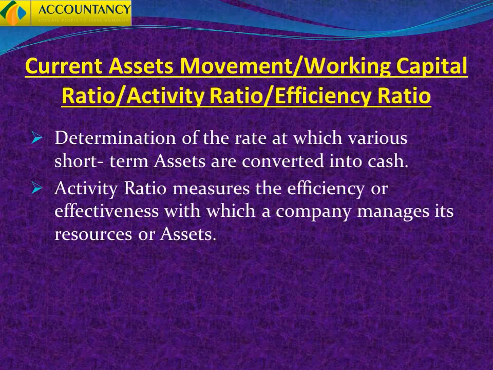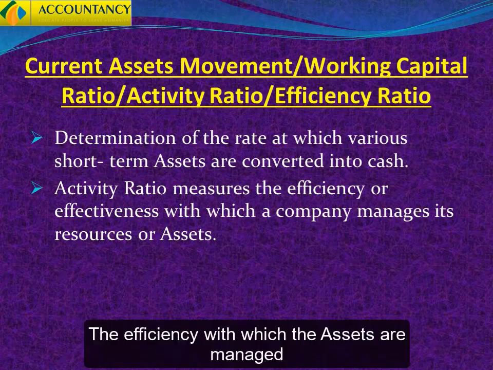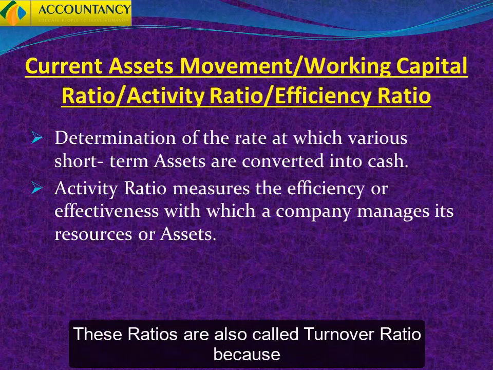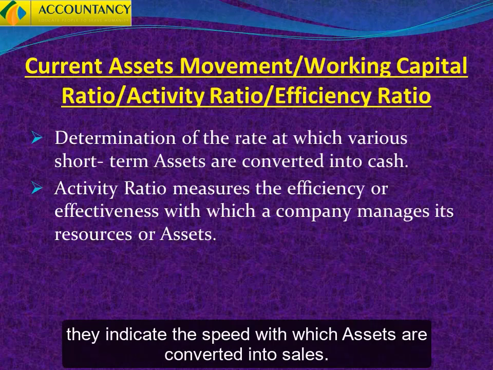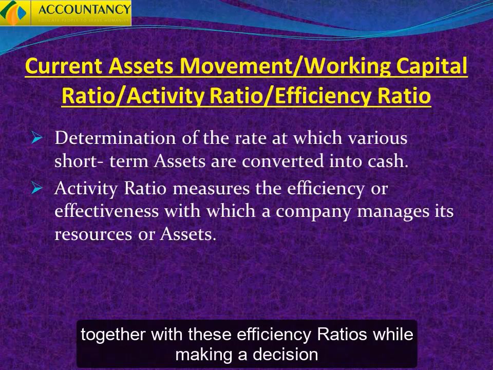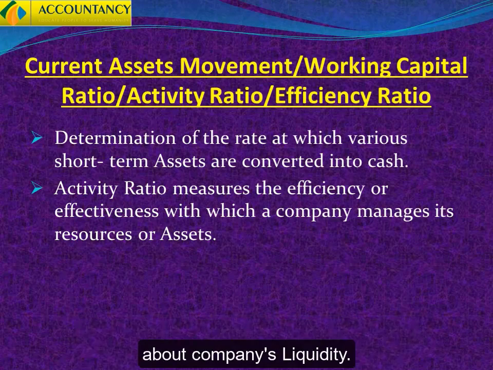Activity ratio measures the efficiency or effectiveness with which a company manages its resources or assets. The efficiency with which the assets are managed affects the company's sales and profit. These ratios are also called turnover ratio because they indicate the speed with which assets are converted into sales. So the creditors and investors check the liquidity ratio together with these efficiency ratios while making a decision about company's liquidity.